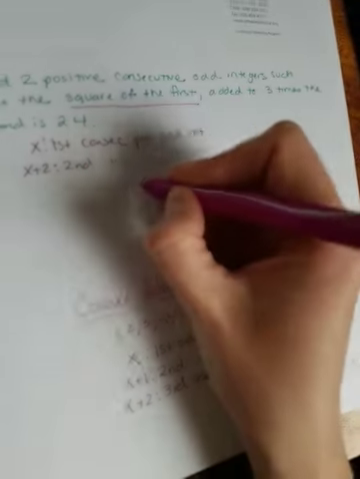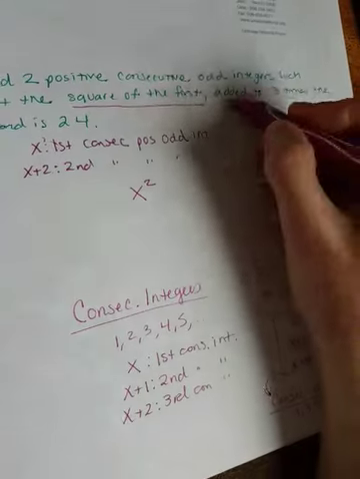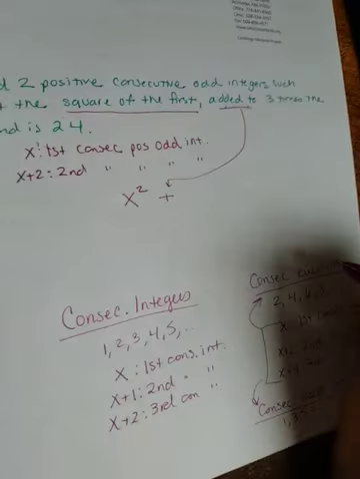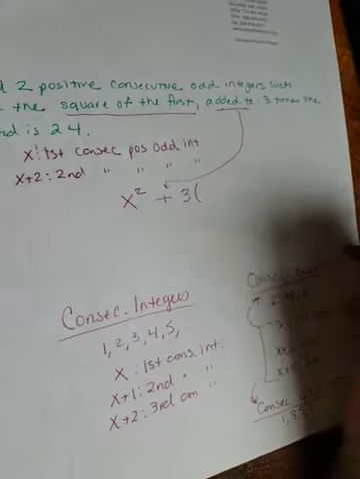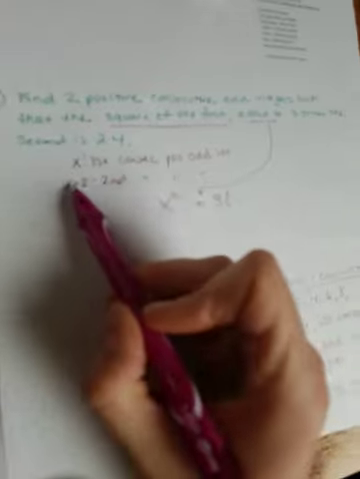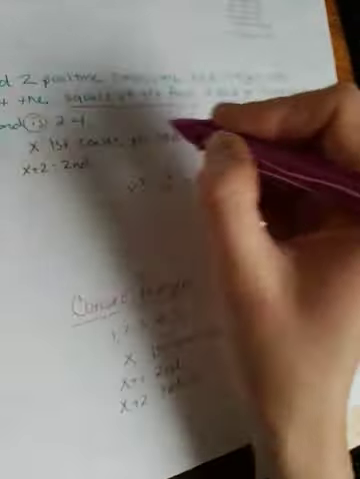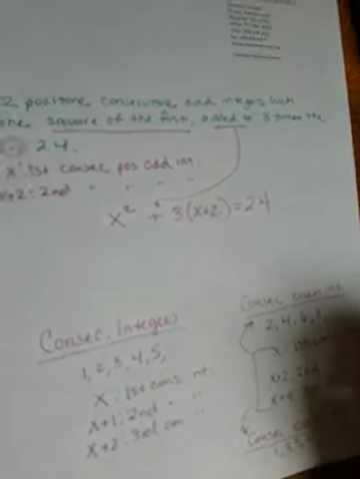So it says the square of the first. Well, what's your first one? That's x. So I have x squared because it says square of the first. Added to, okay, so that means to do plus 3 times, 3 times the second. Well, what's your second one? x plus 2. And then it says is, remember in math is means equals 24. So there is your equation.